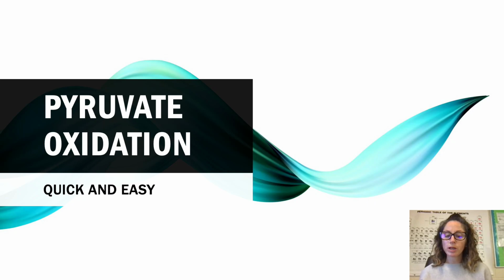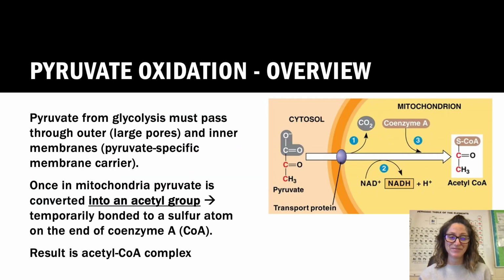In this video, we are going to talk about the second stage of aerobic cellular respiration, and this is pyruvate oxidation. So recall that in glycolysis, we have one glucose molecule being split into two pyruvate. So now we're going to talk about what happens to those two pyruvate. And as promised, this is quick and easy.